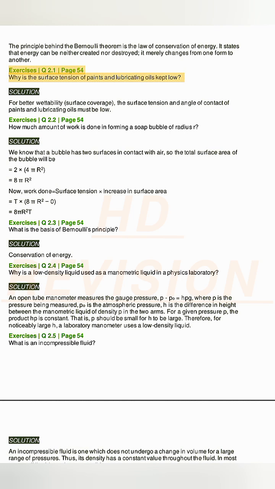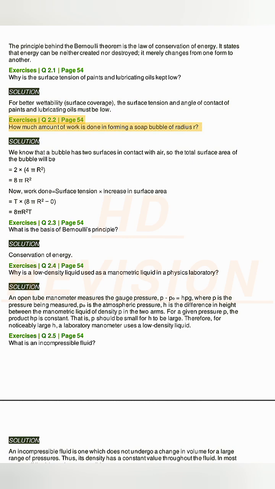Exercises Q2.1, page 54. Why is the surface tension of paints and lubricating oils kept low? Solution. For better wettability and surface coverage, the surface tension and angle of contact of paints and lubricating oils must be low.